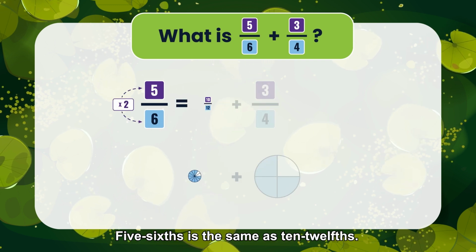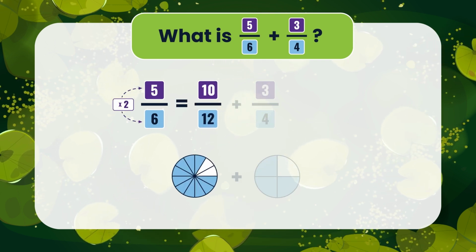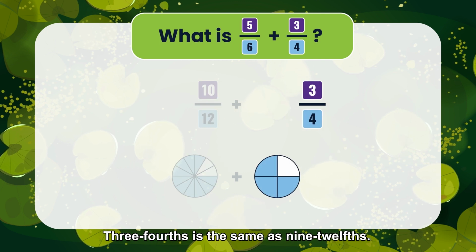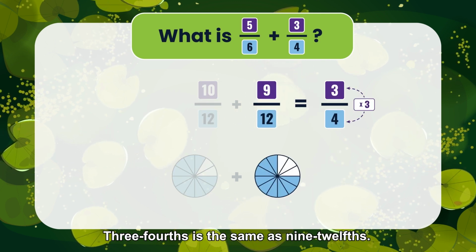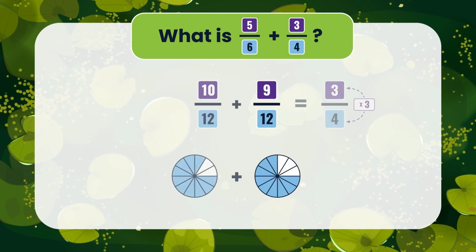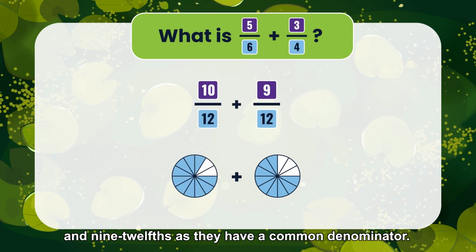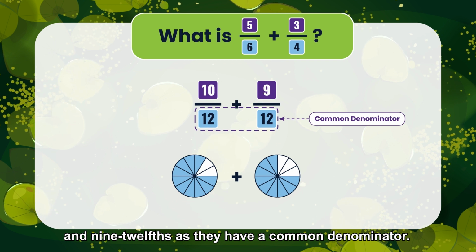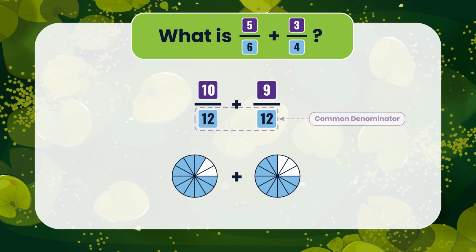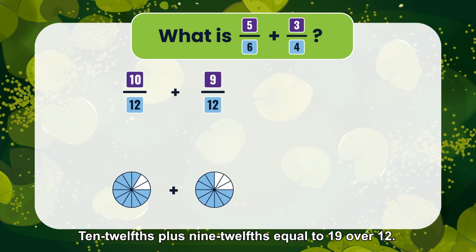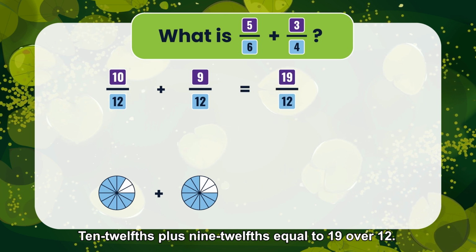5/6 is the same as 10/12. 3/4 is the same as 9/12. We can now add 10/12 and 9/12 as they have a common denominator. 10/12 plus 9/12 equals 19/12.